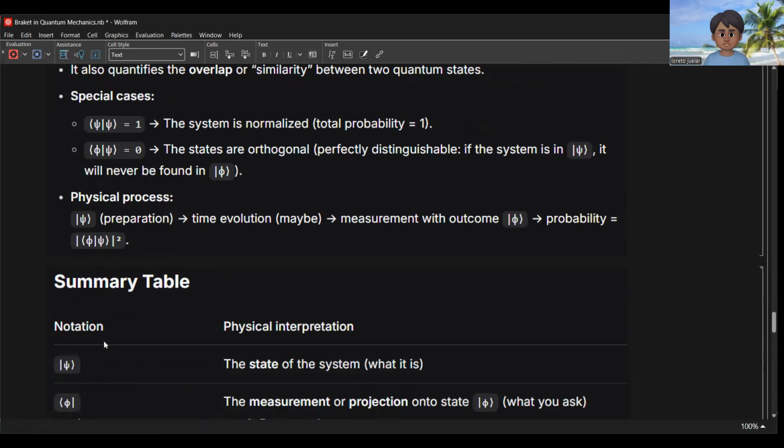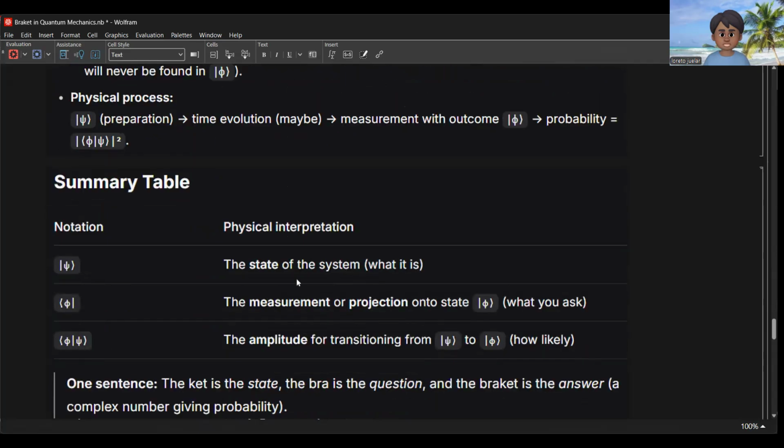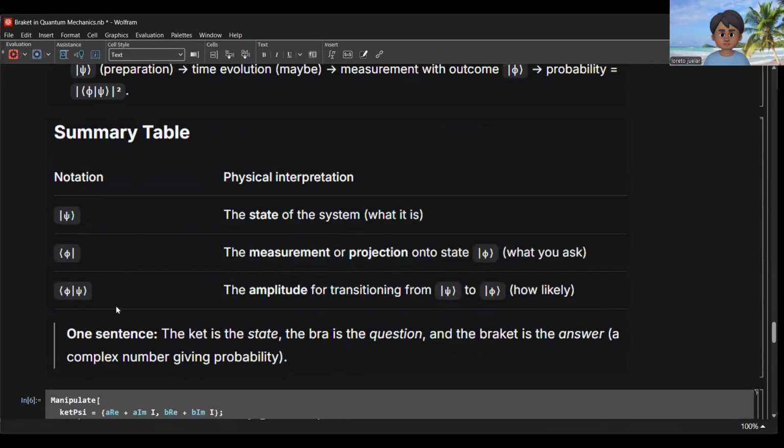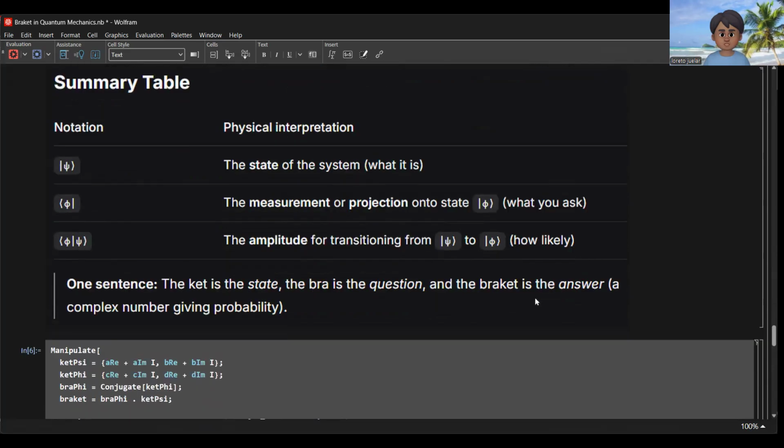So we have the summary table. The ket is the state of a system, what it is. Then we have the bra, the measurement or prediction, what you should ask. Then this one is the amplitude for transitioning from ket psi to ket phi, how likely. So in one sentence: the ket is the state, the bra is the question, and the bracket is the answer, a complex number giving probability.